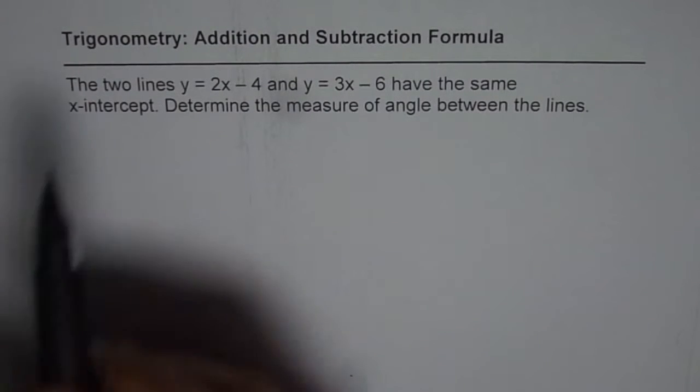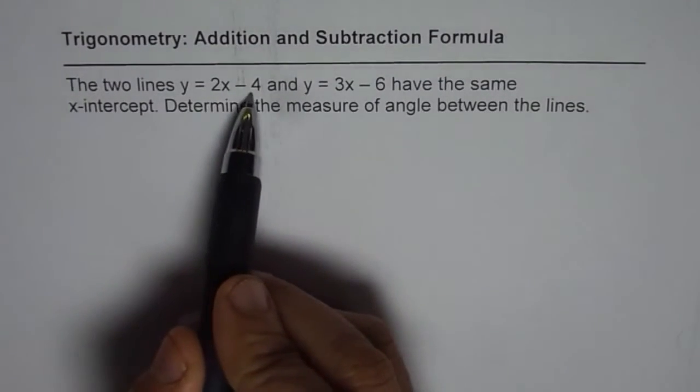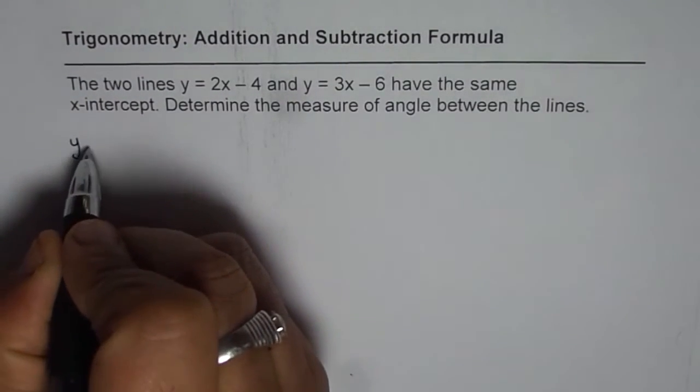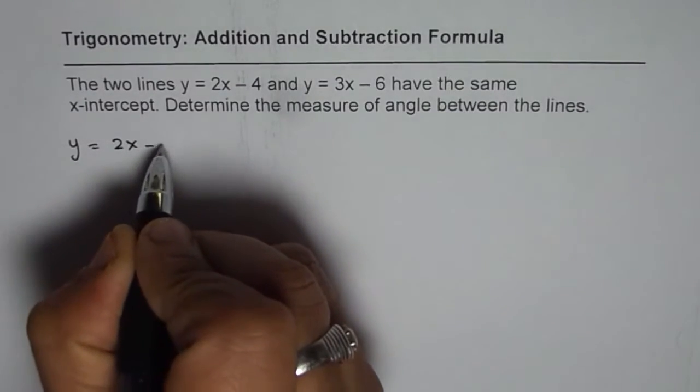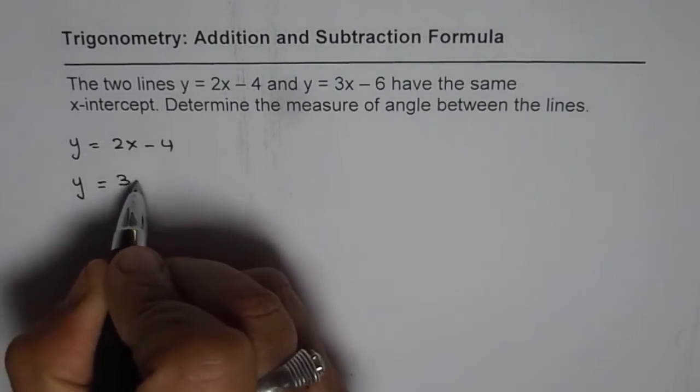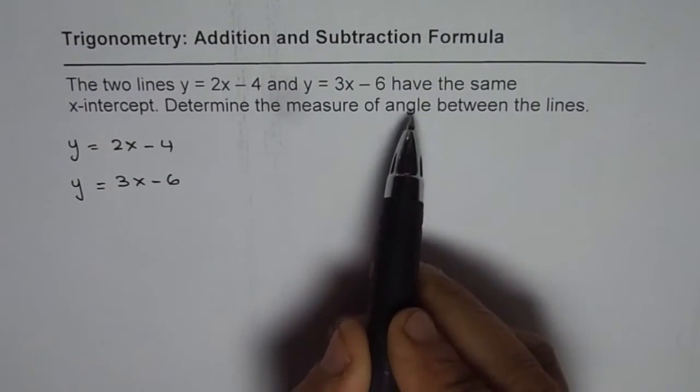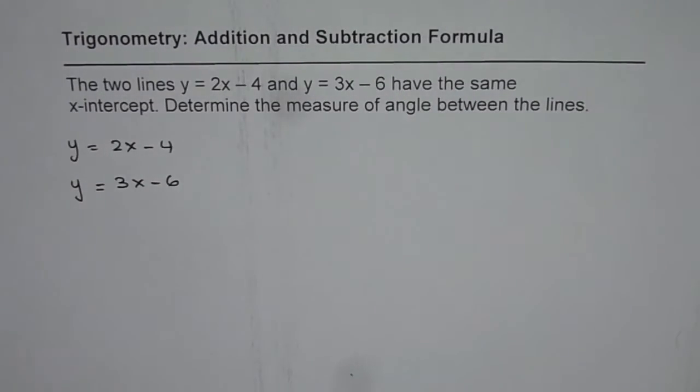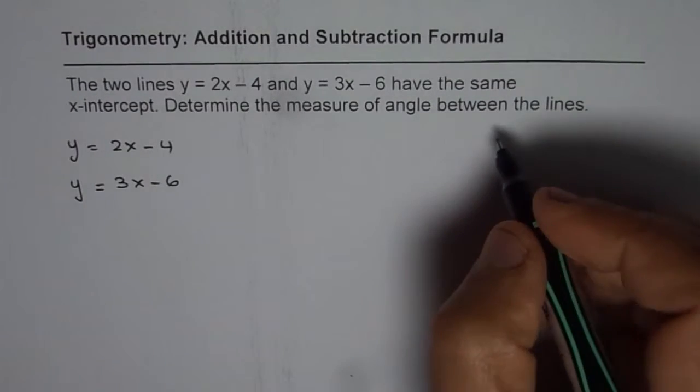It says that the two lines, y equals 2x minus 4, so there's one line which is y equals 2x minus 4, and the other line is y equals 3x minus 6. They have the same x-intercept. So we are given they have the same x-intercepts.